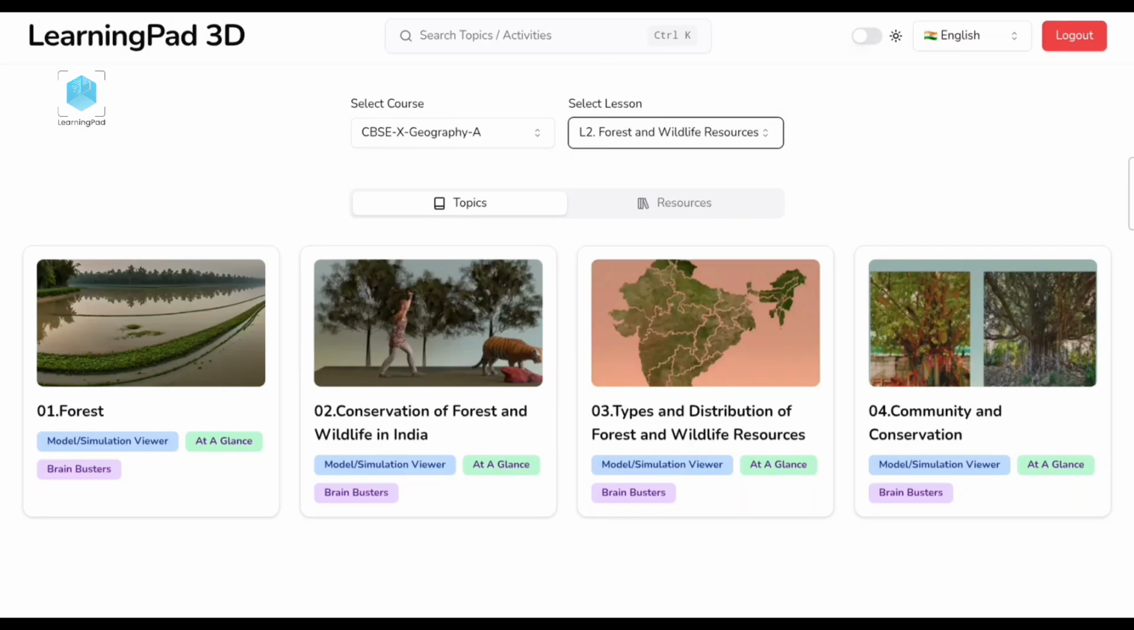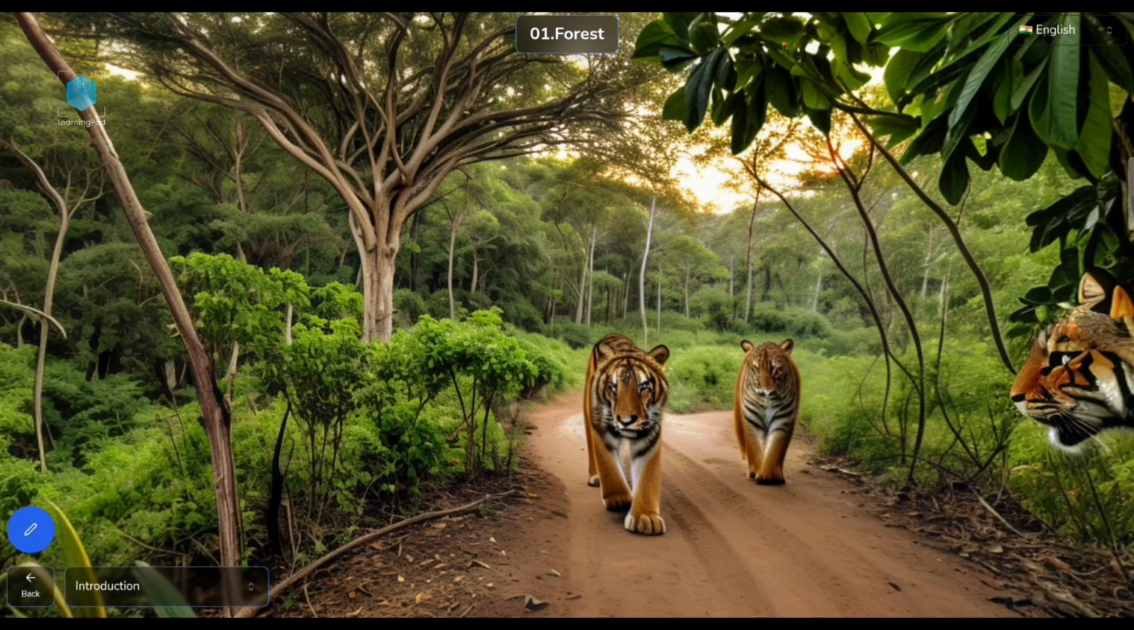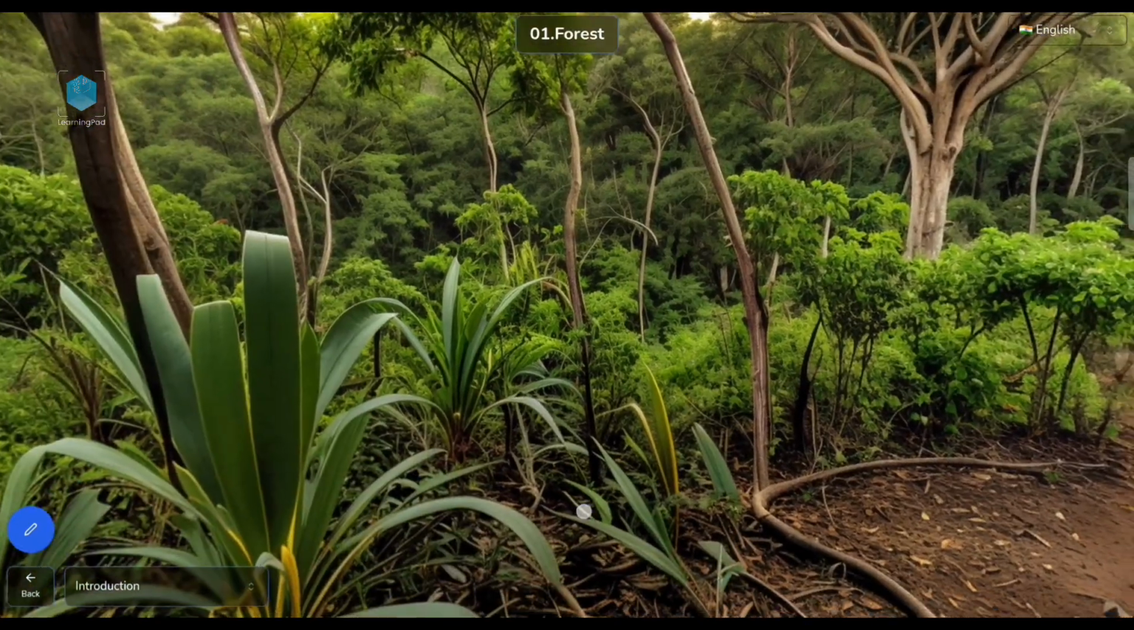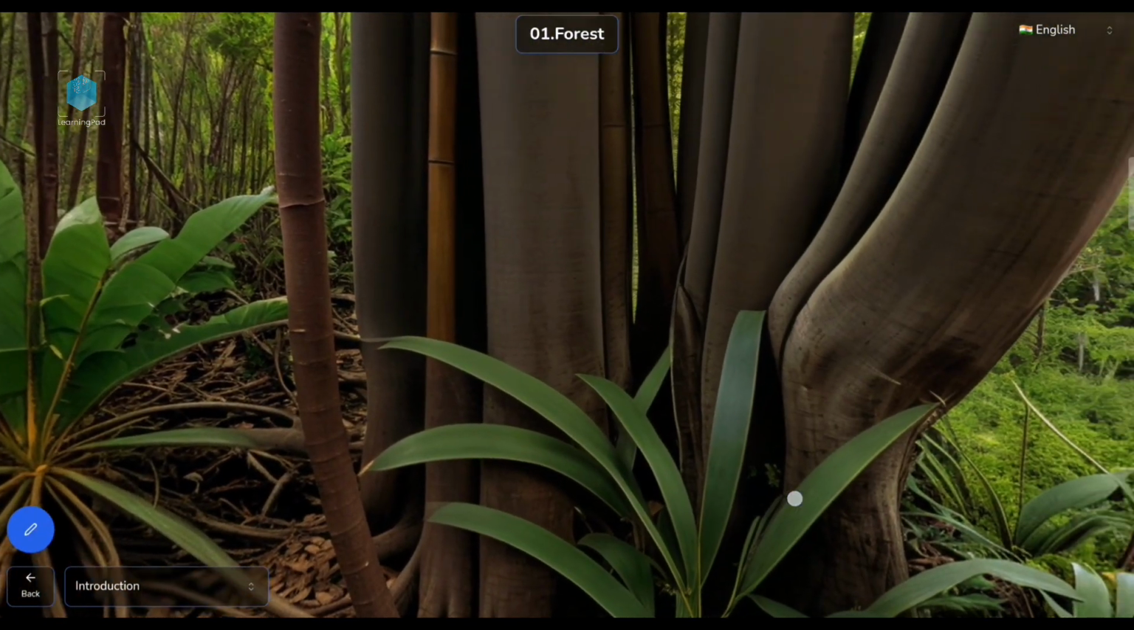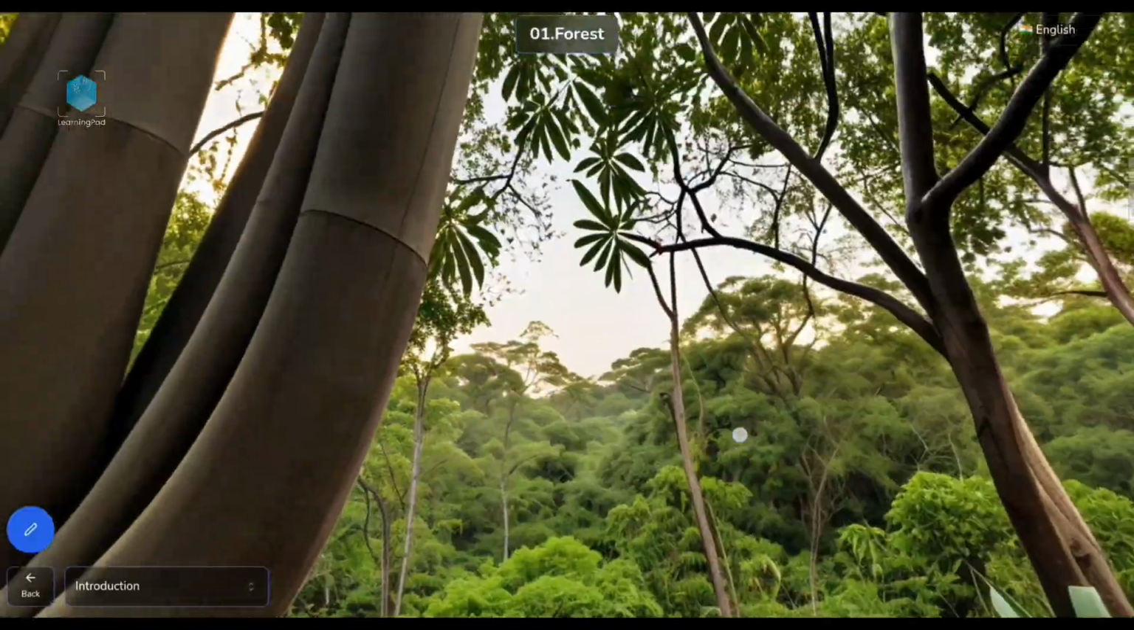So we are going to step into our chapter number 2, that is forest and wildlife resources. As you can see on my screen, we are going to learn about forest and wildlife resources. So children, let me take you on a journey. Just look at them. We can also go into a jungle safari now. Let me take you to a jungle safari.